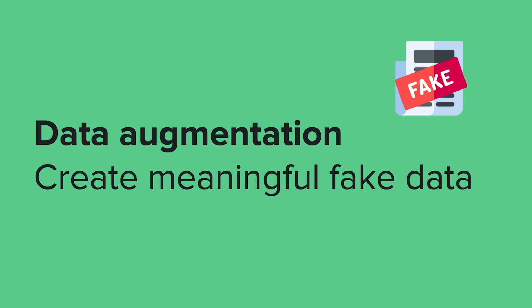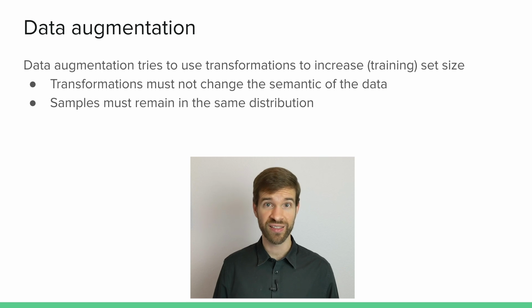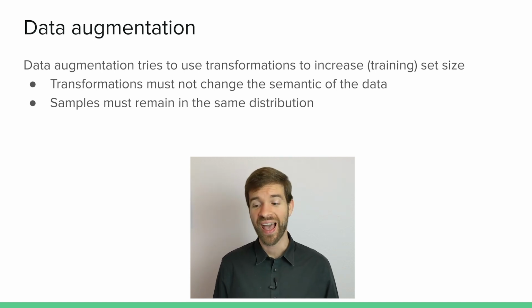So ideally we want to work with whatever data we have, with as much data as we can possibly gather, but sometimes we have to do with a little bit less. Data augmentation therefore comes in handy, where we try to create meaningful fake data. What data augmentation does is use transformations to increase our training set size, which is exactly what we want, while at the same time staying within our distribution and not changing the semantics of our input data, obviously.